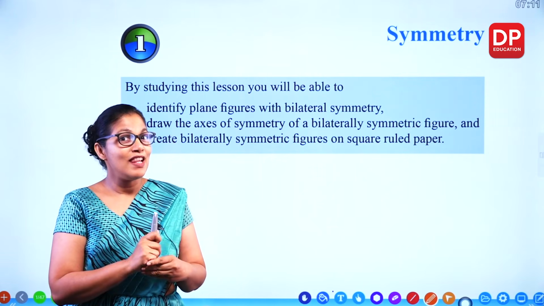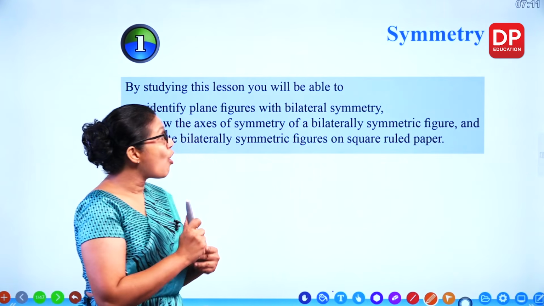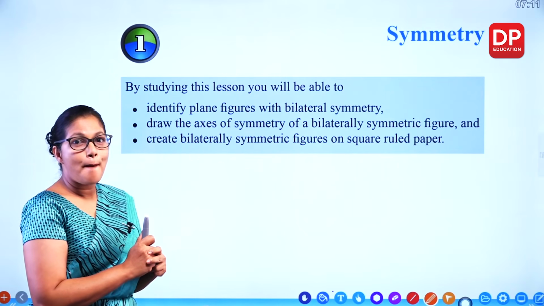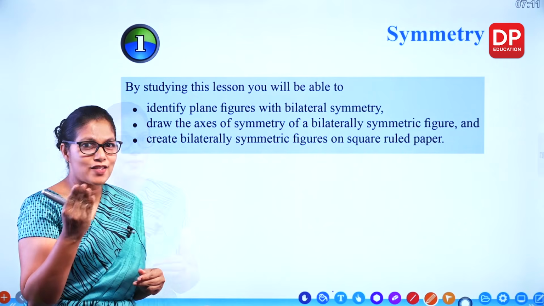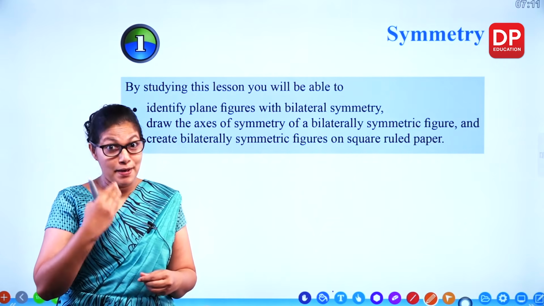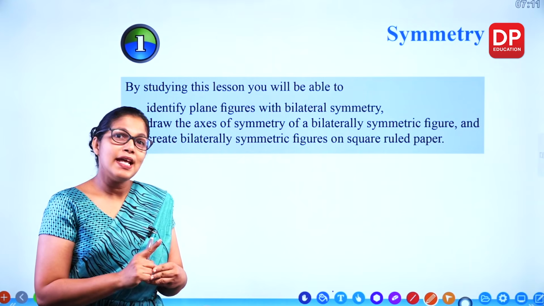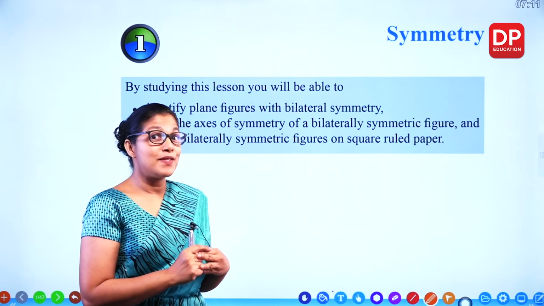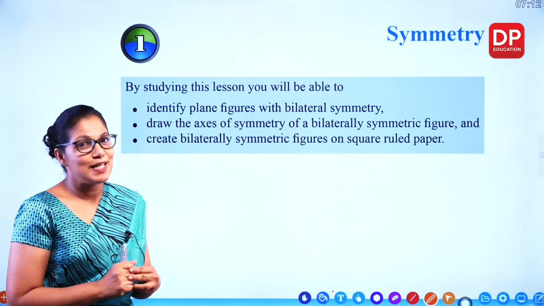So that's called symmetry. But in this lesson, we are talking about bilateral symmetry. Bi means dividing into two parts. I am a symmetrical object, but we are talking only plane figures. So we'll see what are the shapes that you need to learn to see bilateral symmetry.